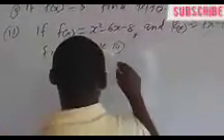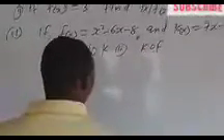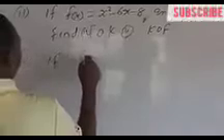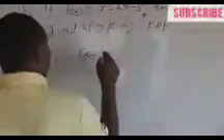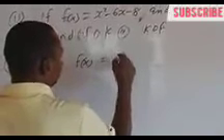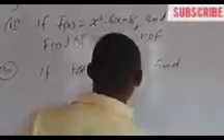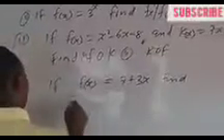Question 3: if f of x equals 7 plus 3s, find f of x.